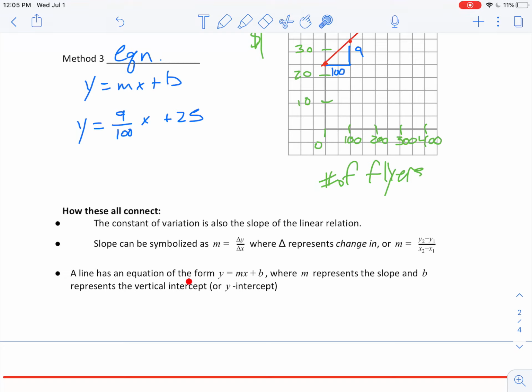A line has an equation of the form y equals mx plus b, where m represents the slope and b represents the vertical intercept, or what we will be calling the y-intercept.